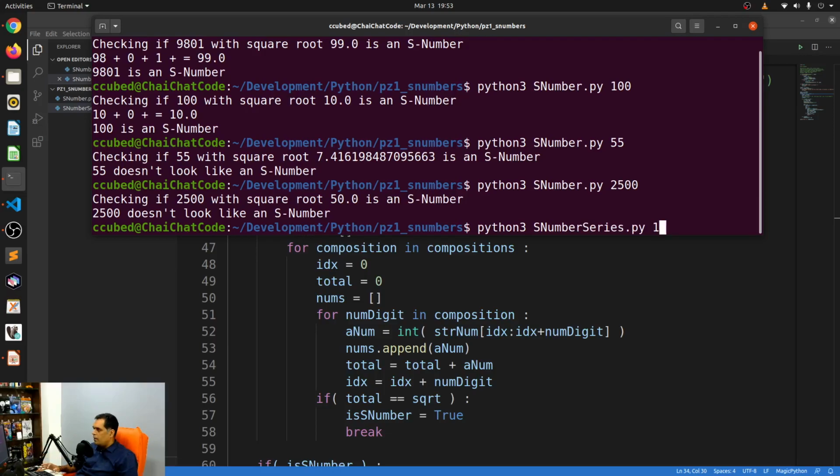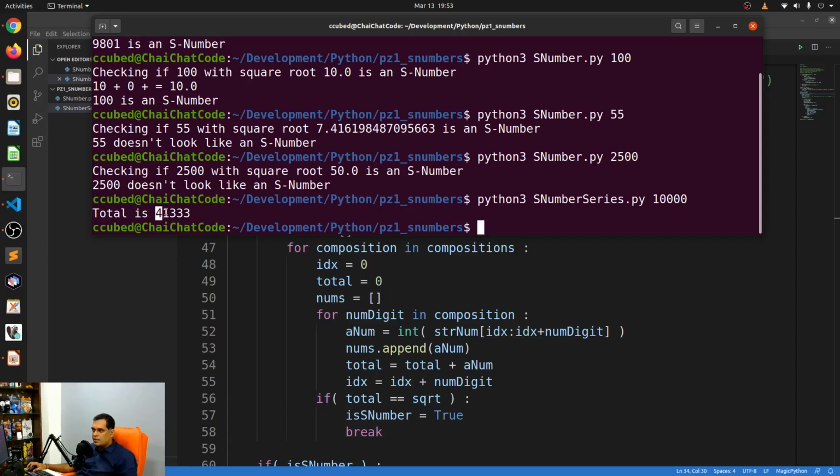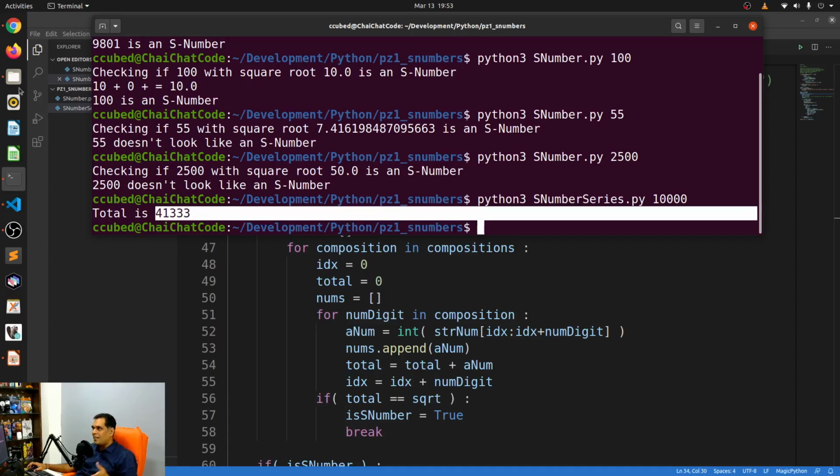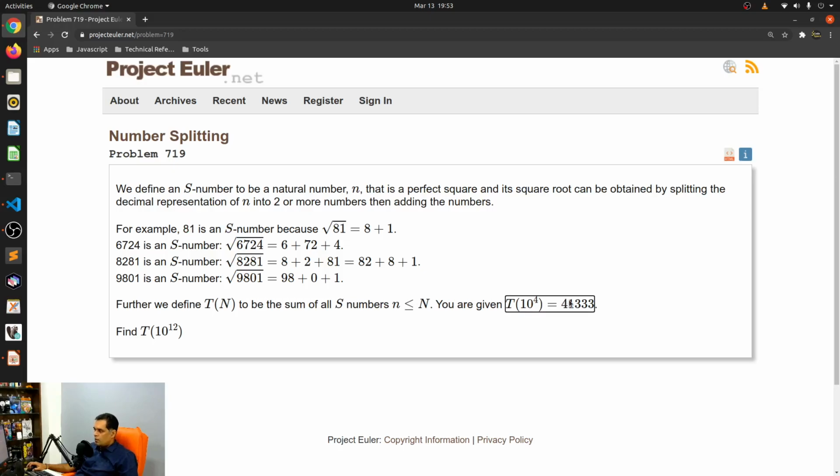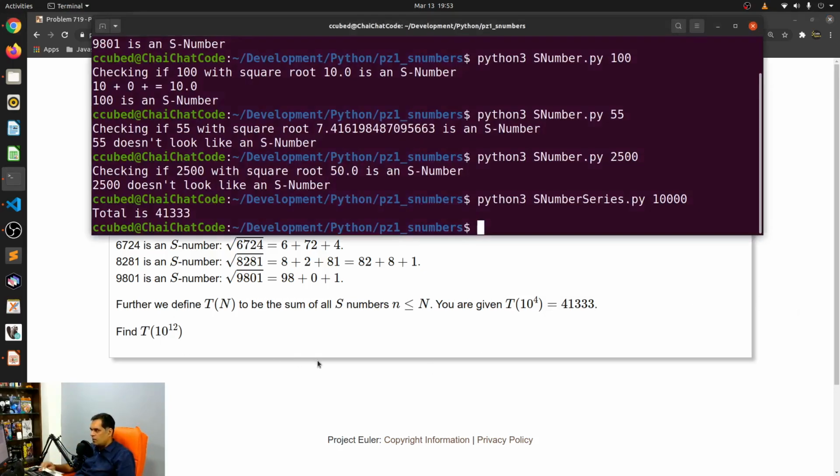And if I said 10 to the power of 4, which is 10,000, you will see that it does give us the total of 41,333, which we can use to essentially say that, yes, our program is probably correct. Now they want us to find what 10 to the power of 12 is, which means that's a very big number, right?